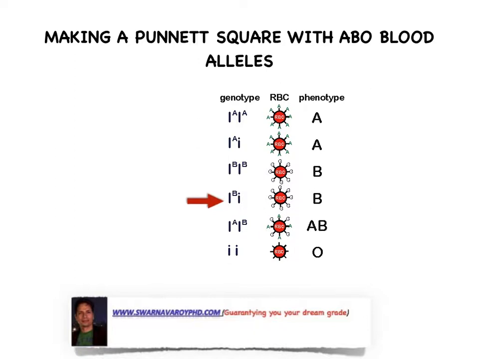Now the interesting part is when you have the A allele and the B allele together, then it's codominance, both dominant. When you have A and B together, you will have both the antigens on the RBC surface. So this person will have a blood type of AB. Now the last person, if you have both the recessive O genes, then you will not have any of the antigens on the RBC surface. This person will have a blood type of O.